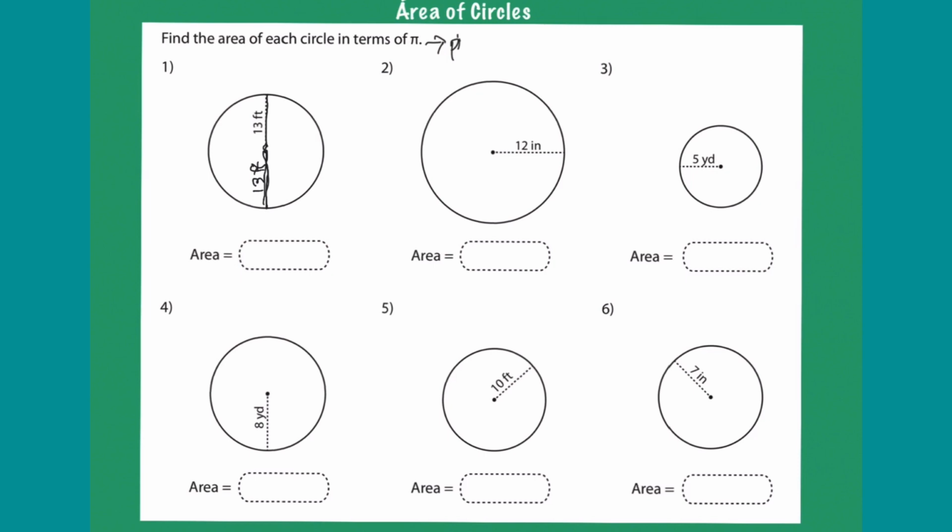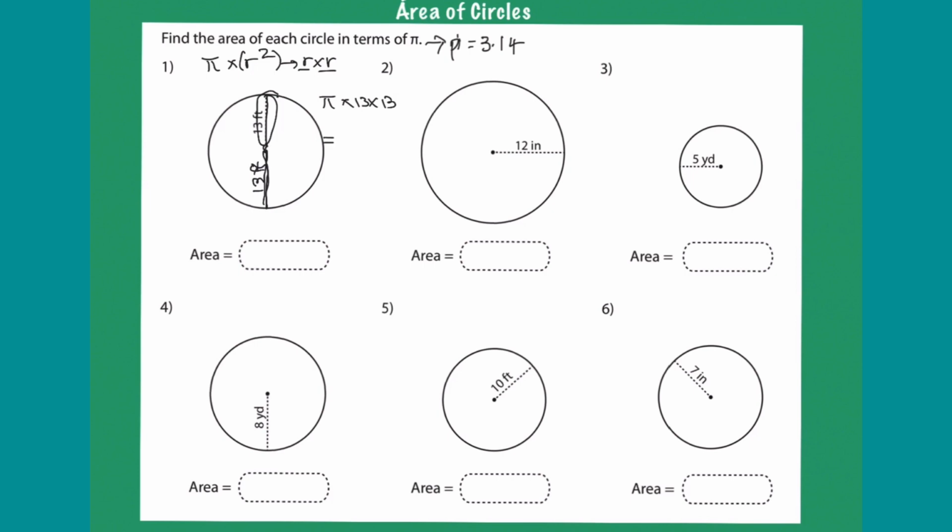Now, pi always equals 3.14. All right? So the area is pi times the radius squared. What does radius squared mean? It means r times r, radius times radius. So in this case, if our radius is 13 feet, it will be pi times 13 times 13.